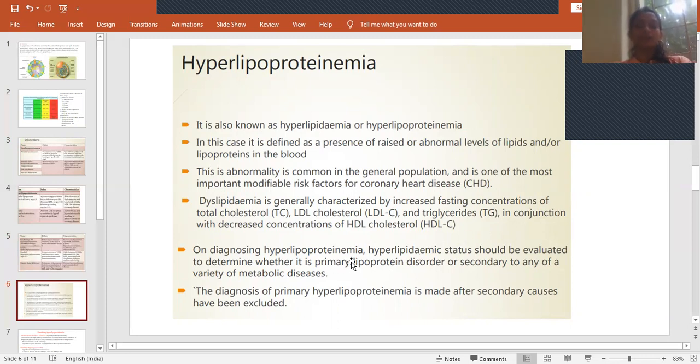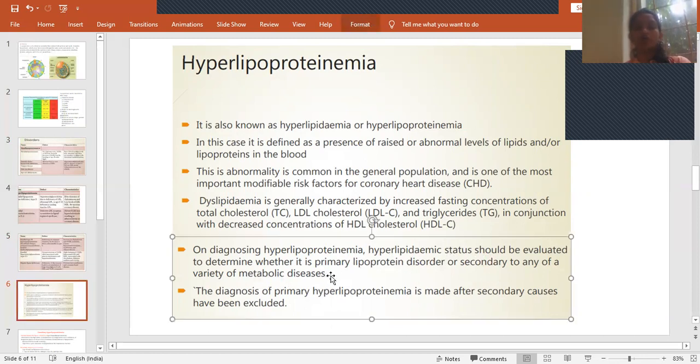On diagnosing hyperlipoproteinemia, once the patient is diagnosed, the hyperlipidemic status should be evaluated to determine whether it is a primary lipoprotein disorder or secondary to any one of a variety of metabolic disorders. So we have to rule out whether it is a primary disorder or secondary. Secondary means it is caused by something else, for example the patient may have diabetes. Because of that, there will be glucose intolerance and hyperinsulinemia. As I said, it leads to type 4 hypercholesterolemia, right? So we have to rule out whether it is due to a primary or secondary cause.